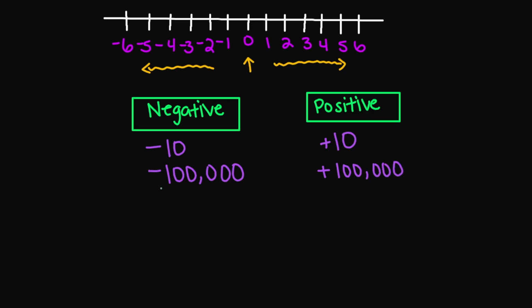And let's say this negative 100,000 was debt. So let's say that you had $100,000 in debt. That is going to be negative. But let's say you had $100,000 in savings. This is going to be positive. Remember that debt is money that you owe, and savings is money that is yours. Let's say that you are debiting from your bank account, so you are withdrawing from your bank account. That is going to be a negative number. Or if you are crediting to your bank account, that is going to be a positive number.